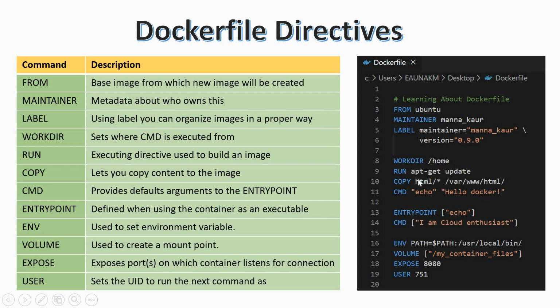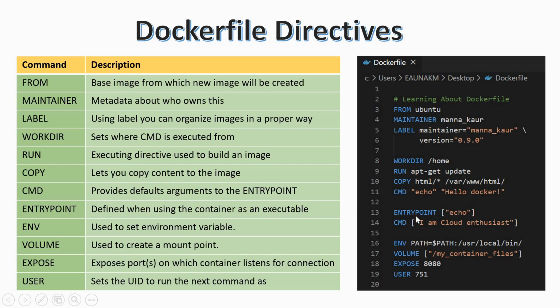Hello docker is the argument and echo is the service. So CMD has a service and an argument value to it, and eventually when we run this image, hello docker would be printed or echoed. Now in this line, it is a default argument to entry point as well.